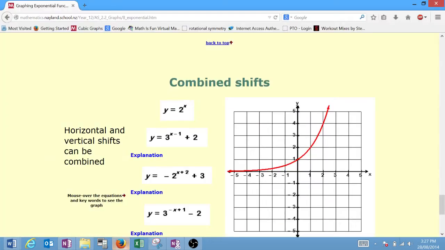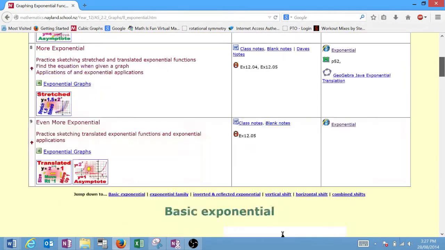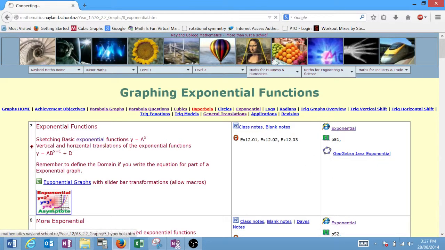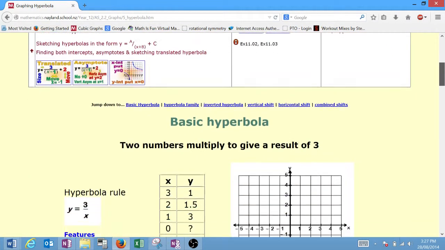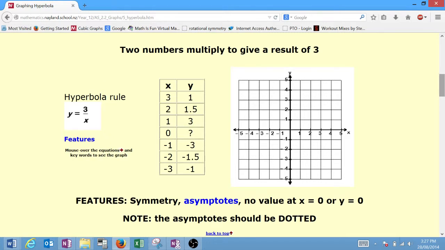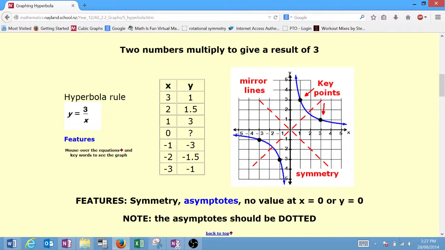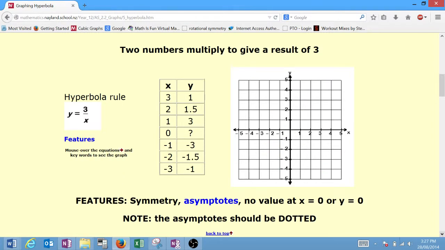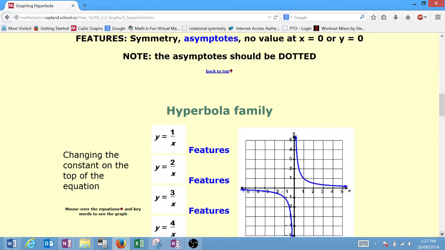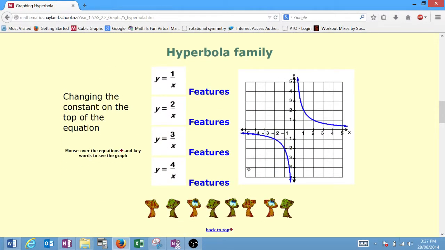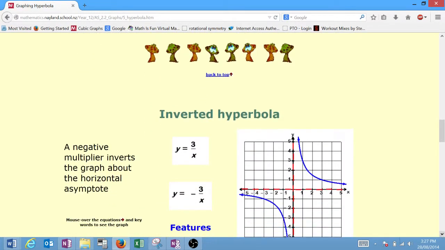So same website, we're just going to change the top bit to hyperbola. Okay, so the basic hyperbola is y equals 3 to the power of x. Remember those key points, so 1 and 3, 3 and 1, negative 3, negative 1, etc. I'm not going to spend too much time on this because you looked at it the other day. So if we change the number, as we move up, it gets further out, and those key points change. You know them.